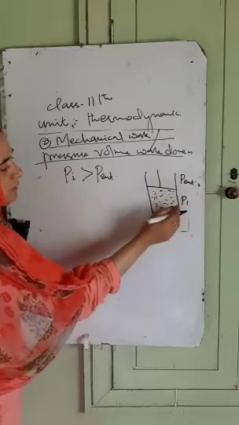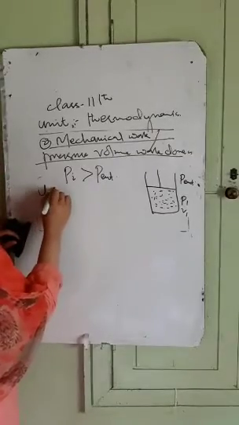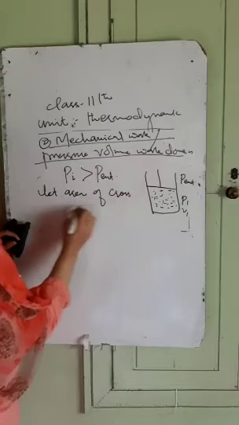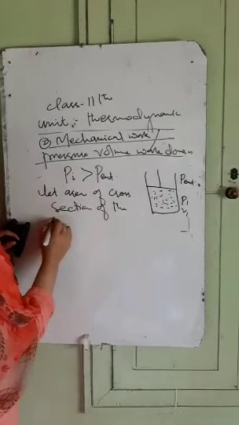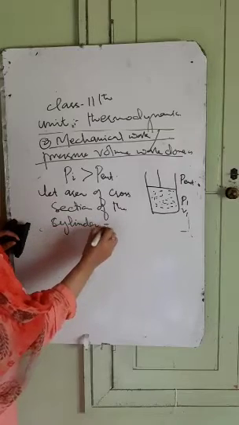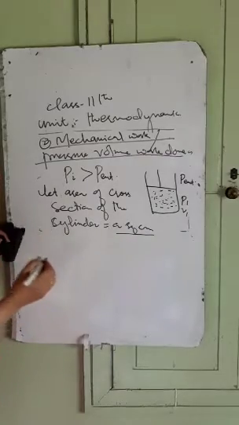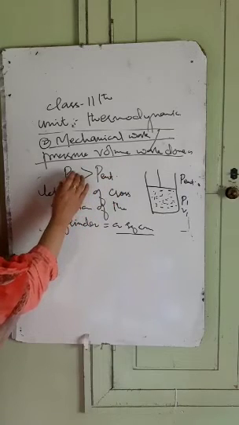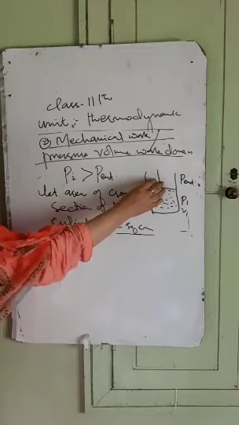Suppose the volume of this system is equal to V1 and let the area of cross section of the cylinder be a square centimeter. We have the external pressure and the internal pressure, and the internal pressure is more than the external pressure. What will happen?